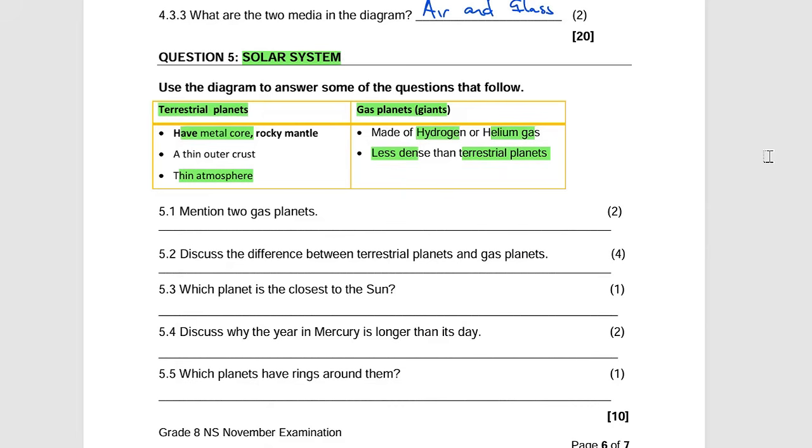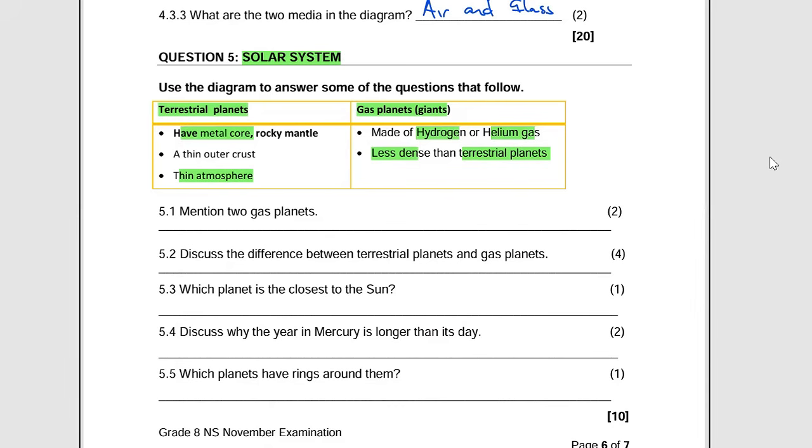So they are asking us to mention two gas planets, right? I'm going to give examples of these ones. I'm going to say maybe Jupiter, and then I'm also maybe going to say Neptune, then I will also say Uranus, and lastly I can say Saturn, right? Like that. Okay, so these are examples. You just pick two from these.